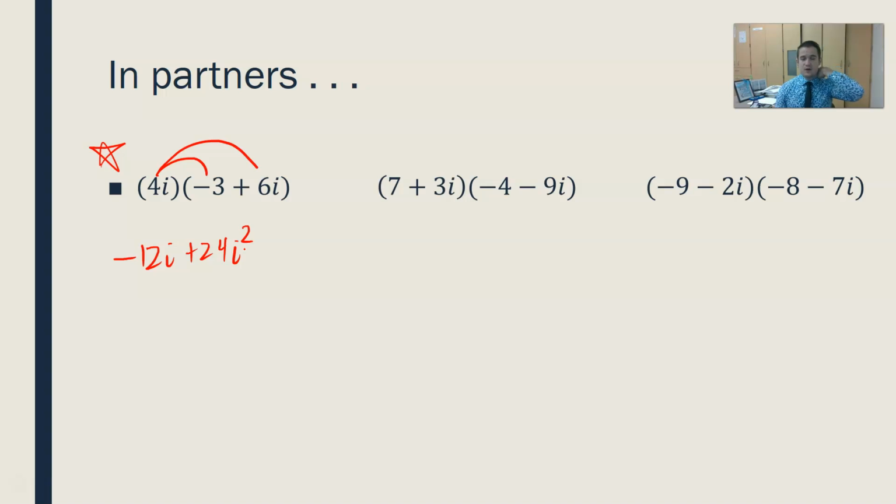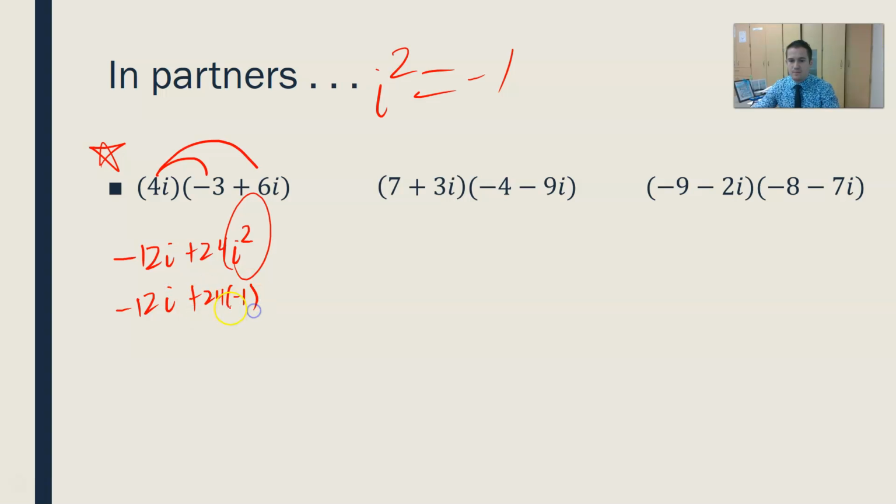And again, back in polynomials, that would be it. I'd be done. But i squared is equal to negative 1, right? So this is really negative 12i plus 24 times negative 1. Well, 24 times negative 1 is really negative 24. So if I write this in the order that the complex numbers typically go, my answer would be negative 24 minus 12i.